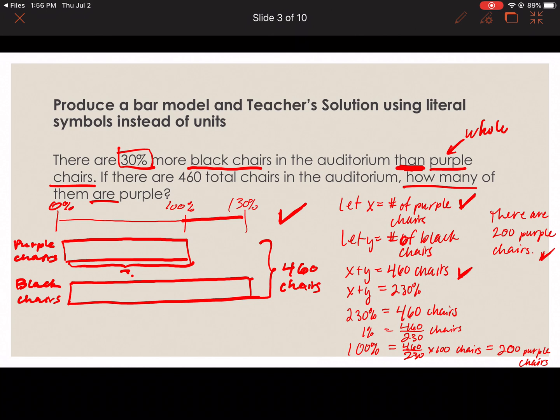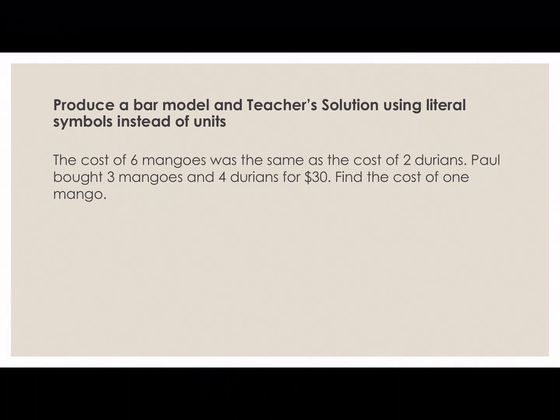All right, so you guys getting the hang of the idea. The tricky part is the variable part. When I have some amount of purple chairs, some amount of black chairs, I let x and y be those. There may be ways where we can just use one variable. So let's go ahead and try another one. And I'll try and focus on the variable part.